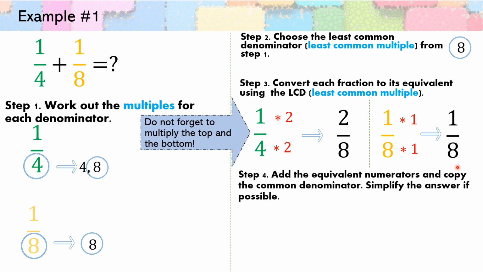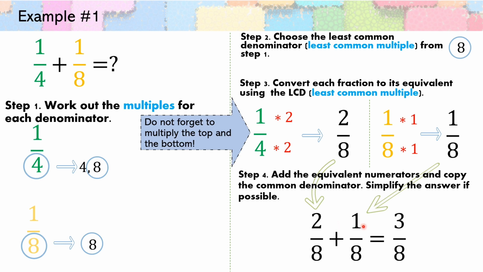Step 4. Add the equivalent numerators and copy the common denominator. Okay, first let us write the new fractions. 2/8 plus 1/8. And then add the equivalent numerators. 2 plus 1 is 3. And then copy the common denominator 8. Simplify the answer if possible. 3/8, 3 and 8 have no common factor. Therefore, that's the simplified form of the answer. That is 3/8.